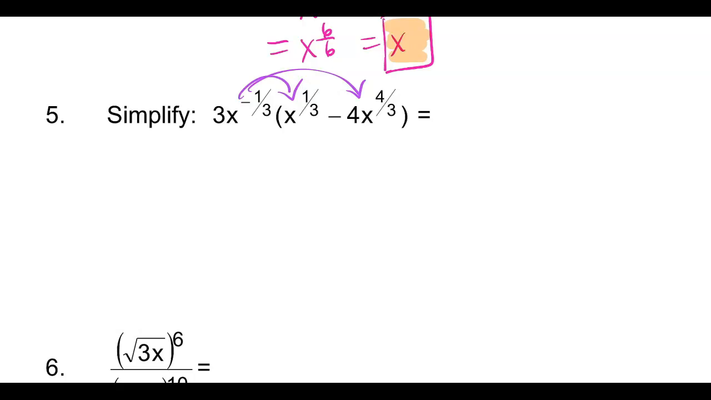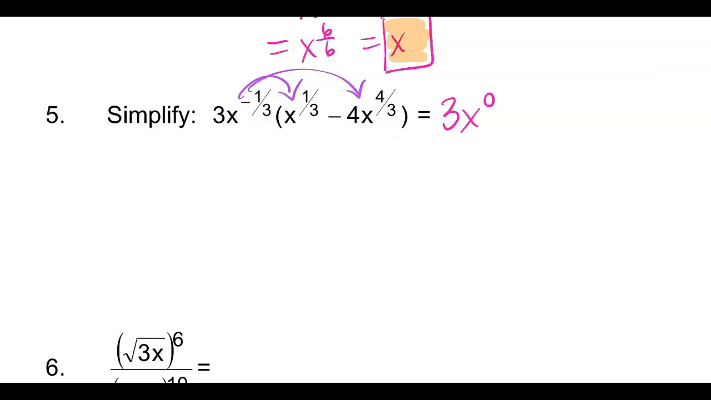So we're going to multiply 3x times x, which is just 3x. We're going to raise it to the negative 1/3 plus 1/3 power. Add those. Negative 1/3 plus 1/3 is just 0. For the next one, I'm going to multiply negative 3x to the 1/3 power, negative 1/3, times negative 4x to the 4/3 power.